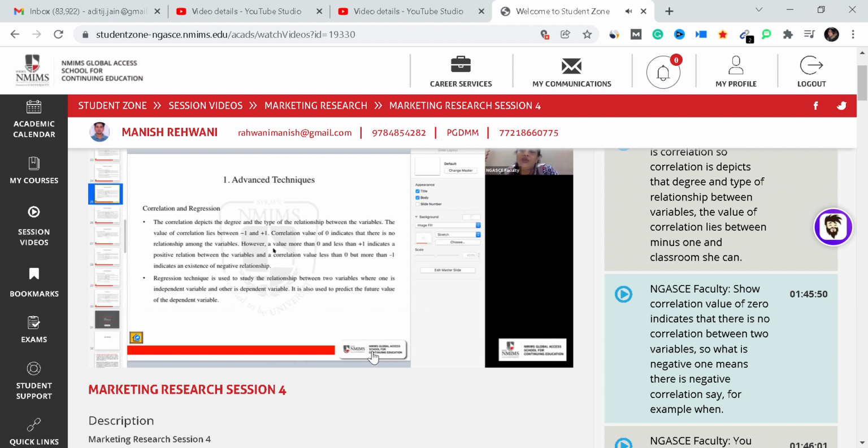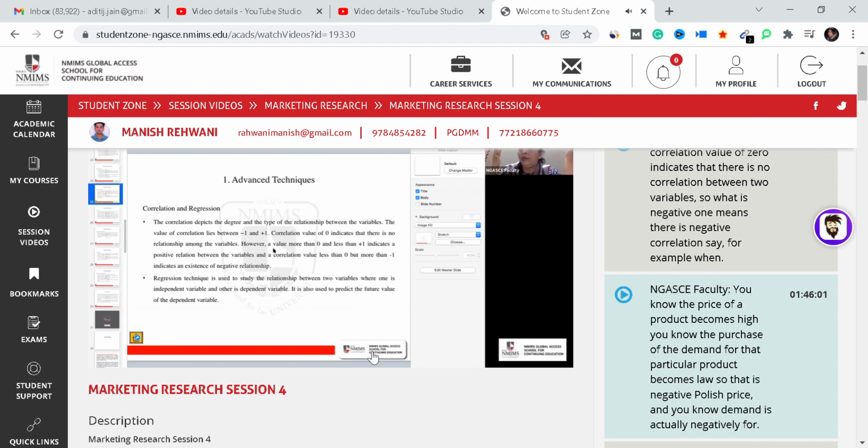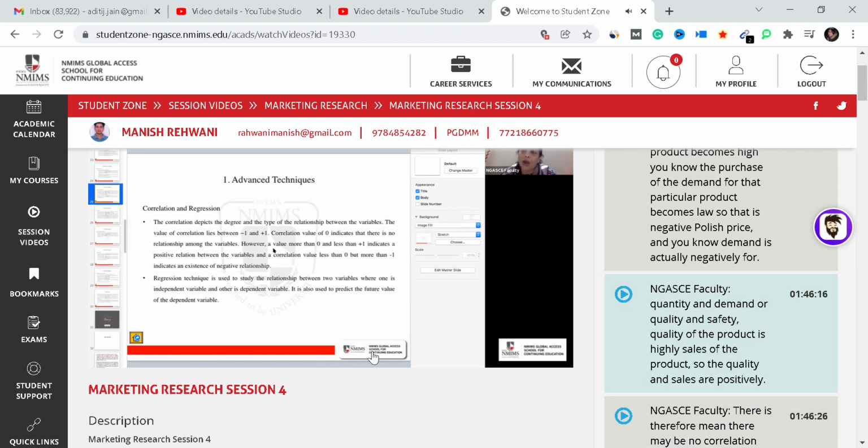So what does -1 mean? There is negative correlation. Say for example, when the price of a product becomes high, the demand for that particular product becomes low. So that is negative correlation. Price and demand are negatively correlated. Quality and demand, or quality and sales: if the quality of the product is high, sales of the product will be high. So quality and sales are positively correlated.